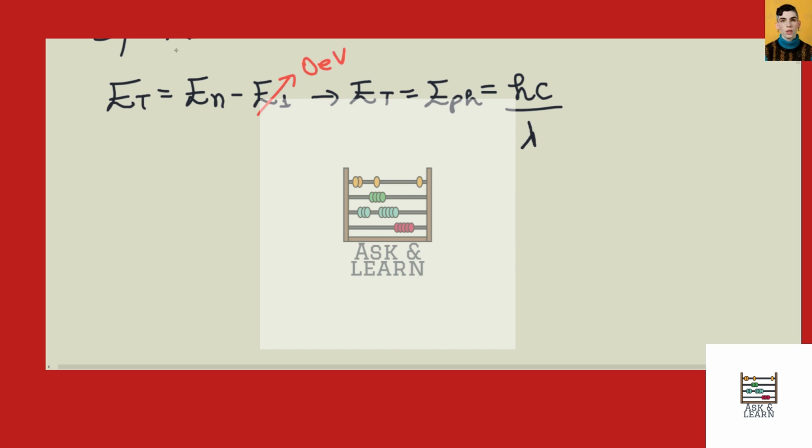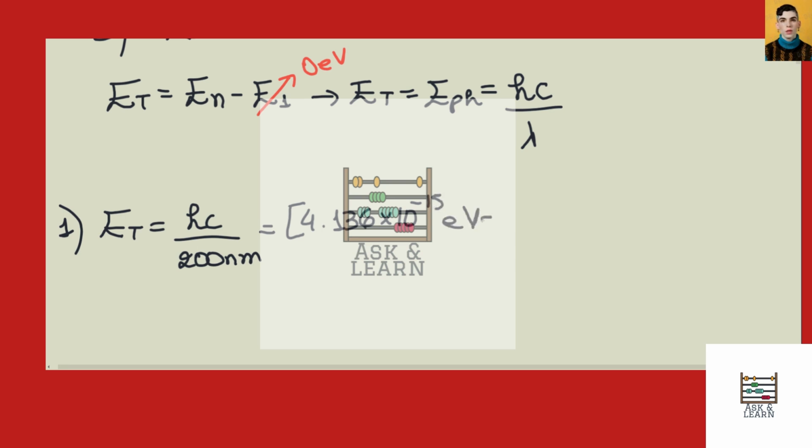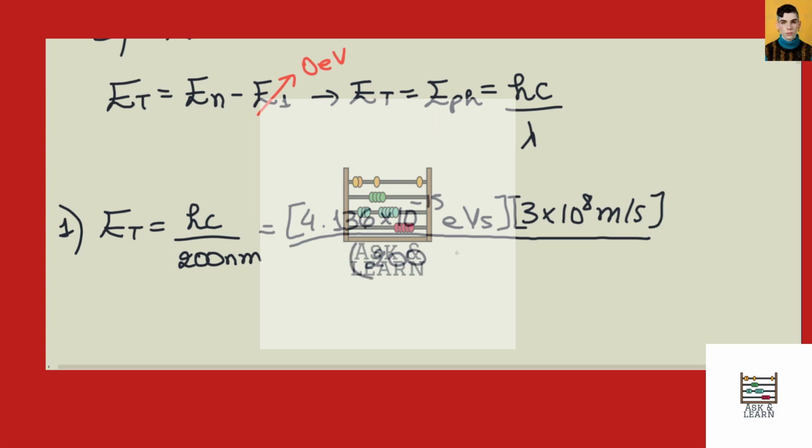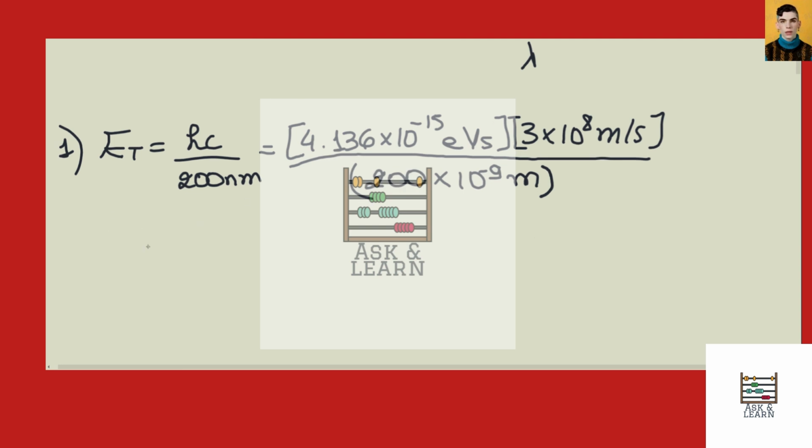So first, let's calculate the energy from the first photon. The transition energy for the first photon is going to be hc divided by 200 nanometers. So I'm going to write Planck's constant here: 4.136 times 10 to the minus 15 electron volts times seconds, times the speed of light, divided by 200 nanometers. So we're going to find that this first transition corresponds to an excited state that has an energy of 6.2 electron volts.